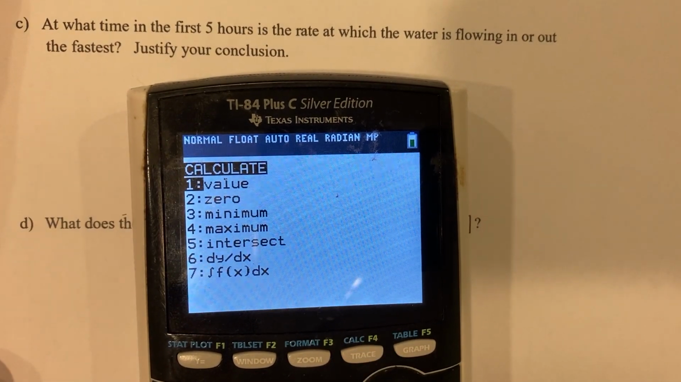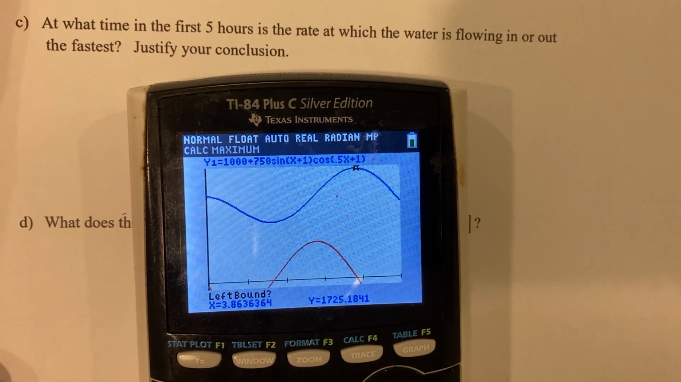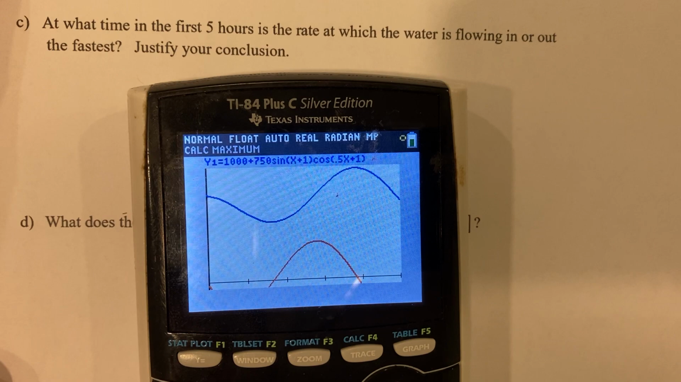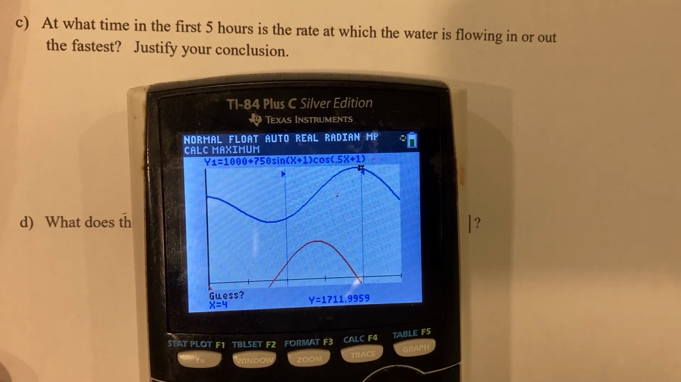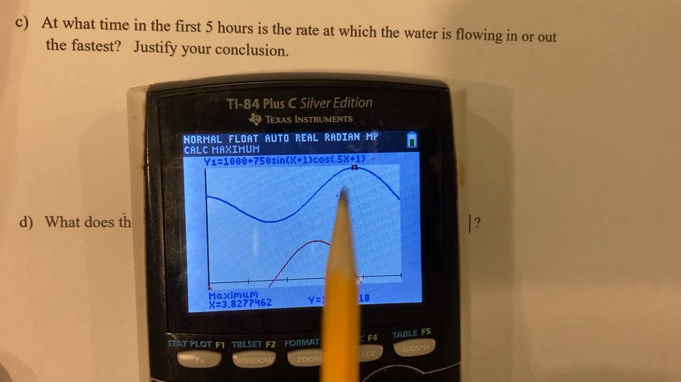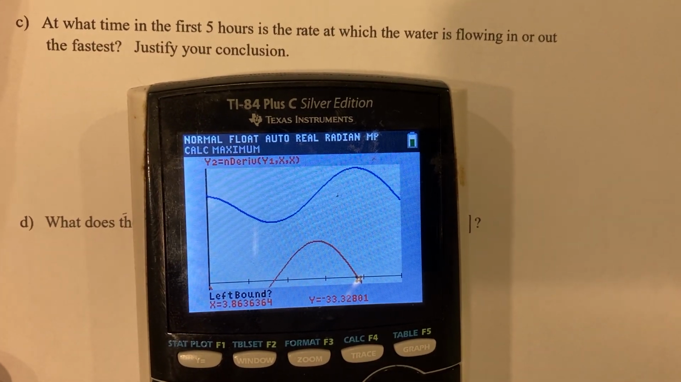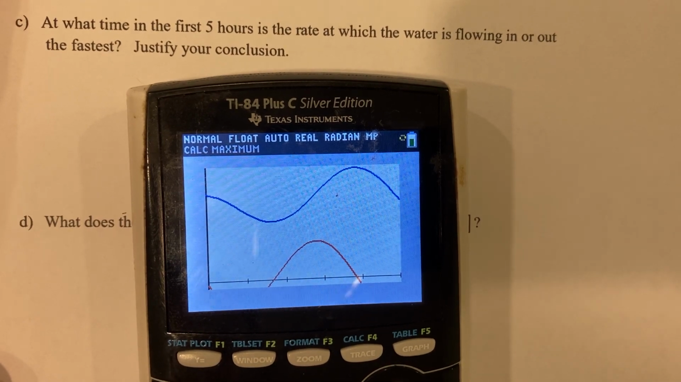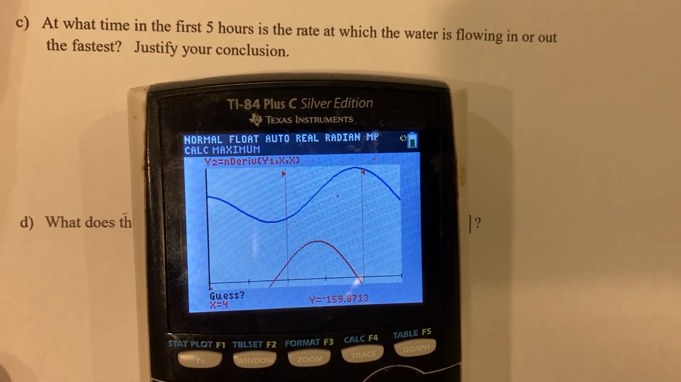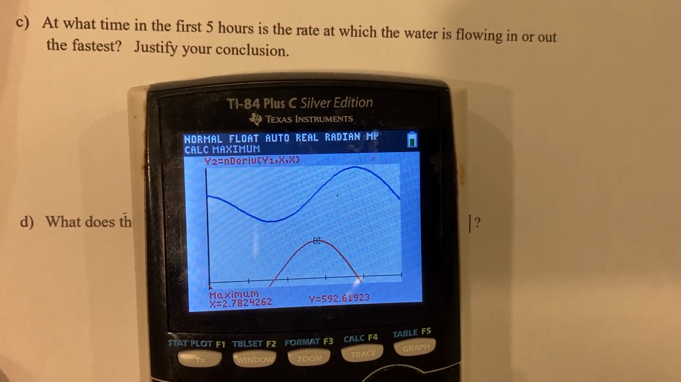So if I go second, calculate maximum, I'm going to go from 2 to 4. And I want that maximum value in between there. And it gives me a maximum. Oh, I picked the wrong function. See, it's important to pick the right function. Let me try again. Maximum, slide up so that the red function's highlighted, 2 to 4, enter. And it'll go right on the top of the hill there.